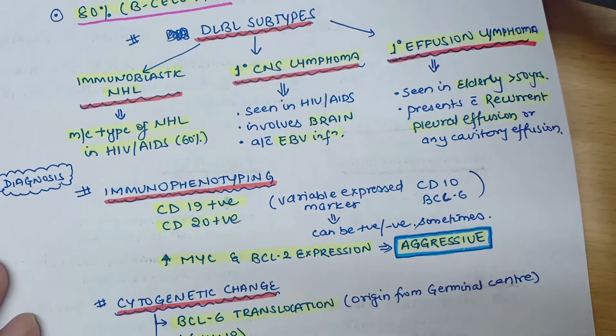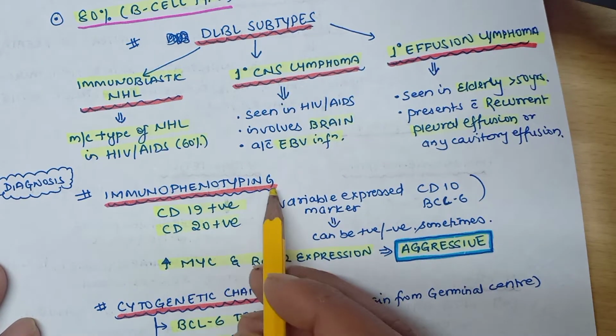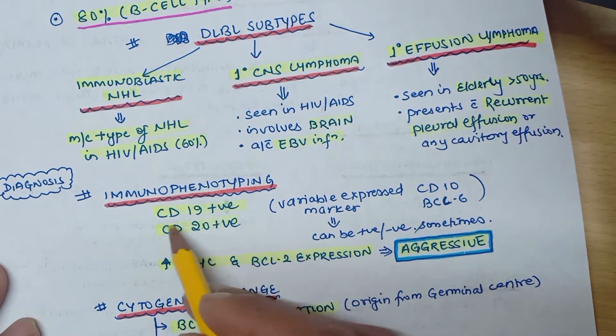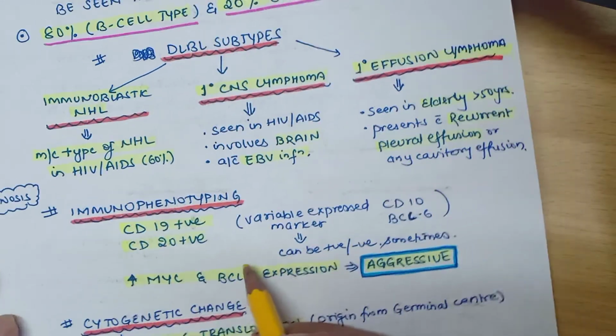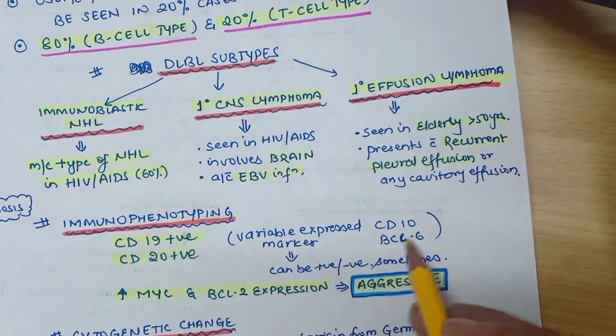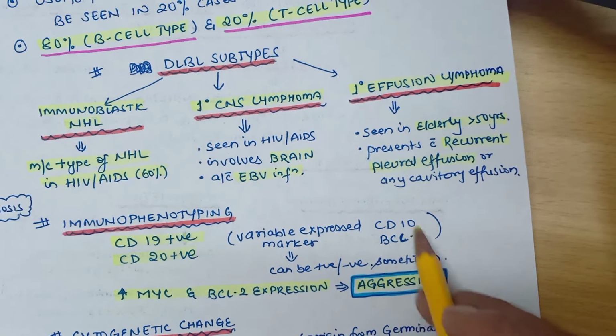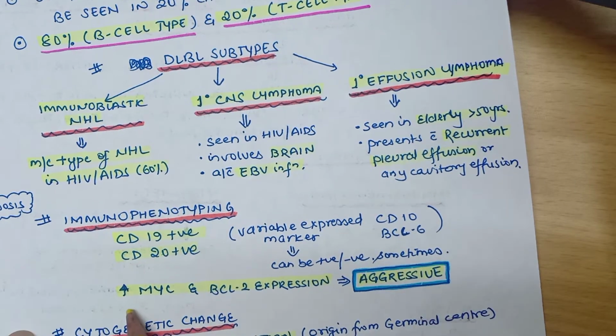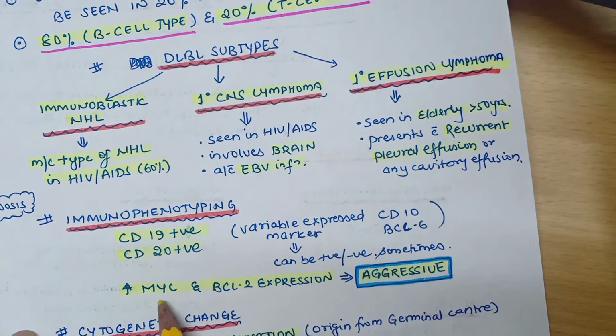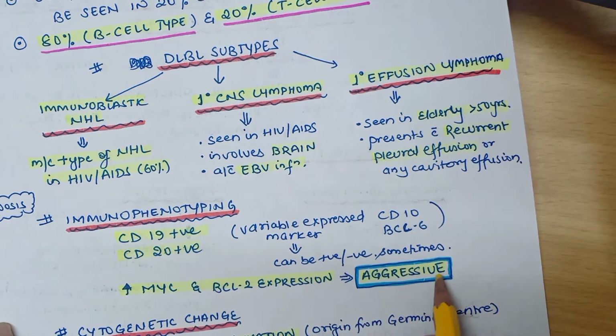Now we're talking about the markers. Let's talk about immunophenotyping. The CD markers are CD19 and CD20. CD19 is positive and CD20 is positive. We see other variably expressed markers, that is CD10 and BCL6, but these markers can be positive or negative sometimes. There will be an increase in MYC gene and BCL2 gene. There will be overexpression of MYC and BCL2 genes. So this will give an aggressive form.